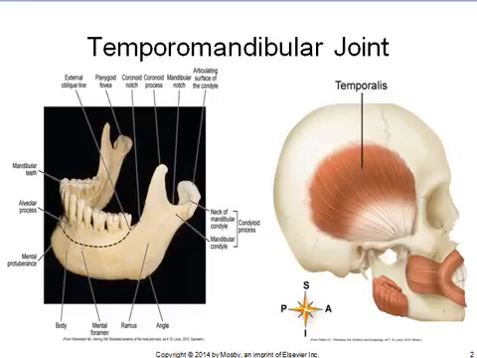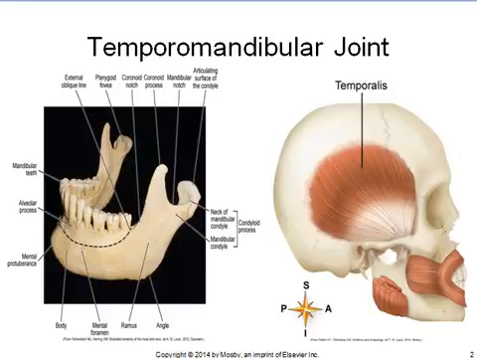The TMJ, or temporomandibular joint, is a complex and precisely integrated bilateral joint that functions in speech, mastication, and deglutition, or swallowing. The TMJ allows the mandibular condyles to move in both gliding and hinging actions.